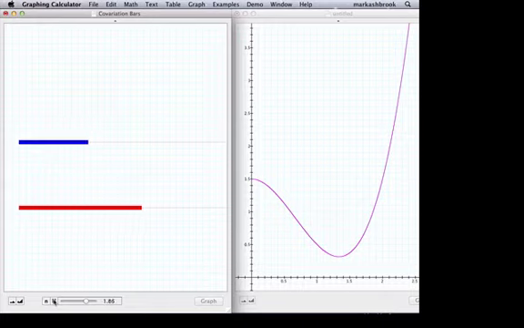Okay, so how does the illustration on the left show the same thing as the illustration on the right? Talk to your partner. So how does the illustration on the left show the exact same story as this right here?